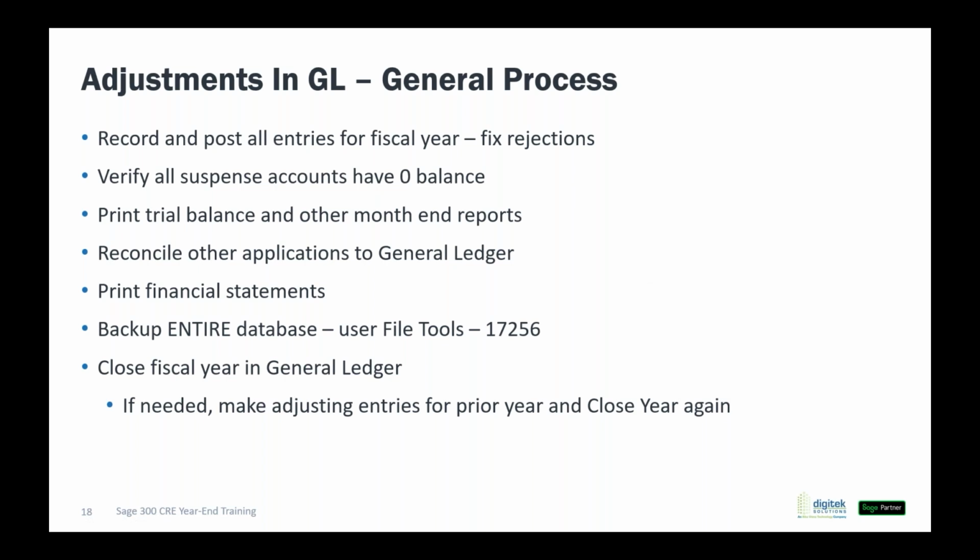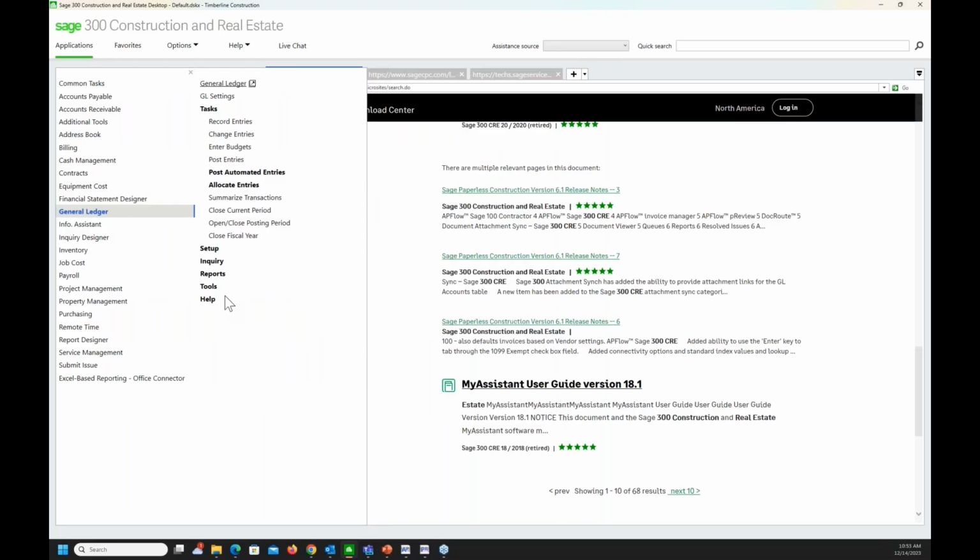Record and post all your entries for your fiscal year, fix any rejections. You're going to verify that all your suspense accounts have a zero balance. That's one thing you want to make sure, because when you close your year in GL, if I've got a suspense account with a balance, Sage doesn't do anything with that balance. It says, I don't know if this is a P&L account, if this is a balance sheet account, and that could really whack out your financial statements. So make sure that that suspense account has been zeroed out.